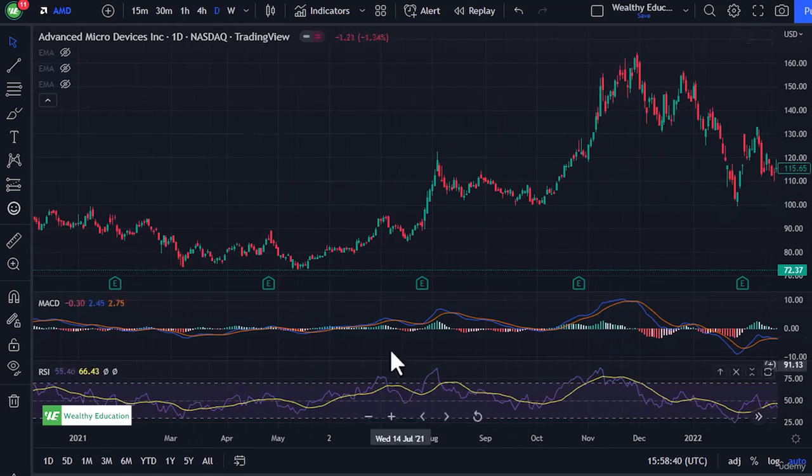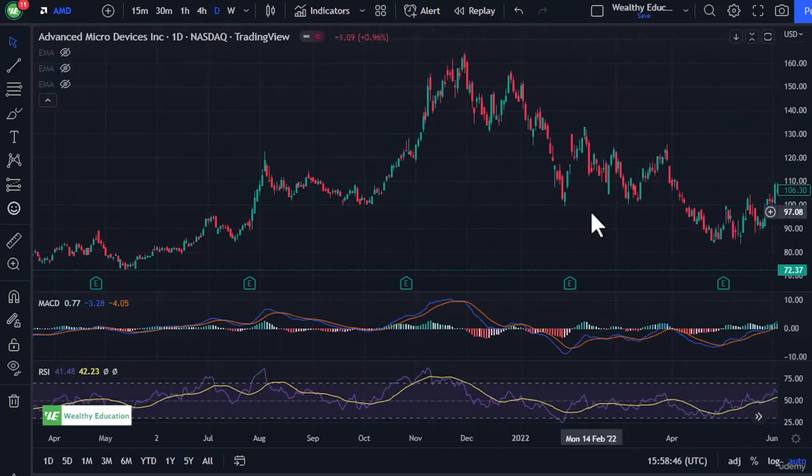Conversely, when you're in an uptrend like this, notice how the RSI and the MACD are pretty quiet. That's actually good news, especially in the stock market, because volatility tends to be a killer for price.